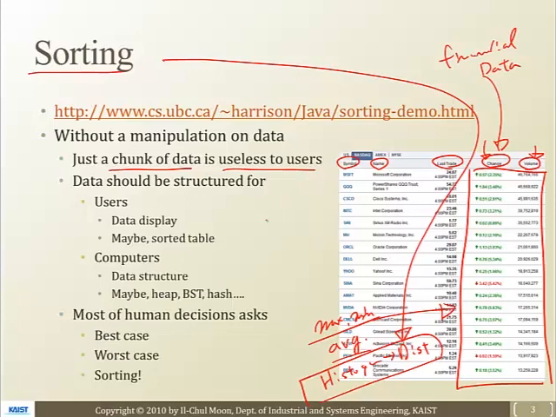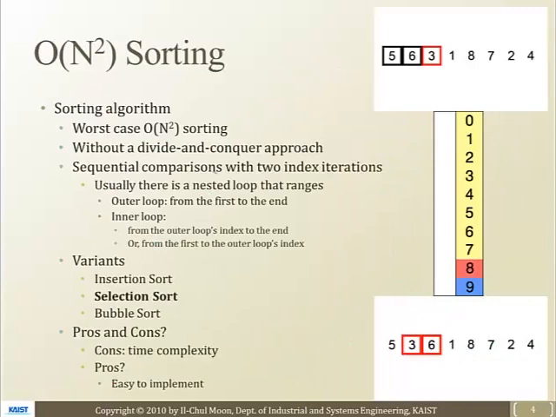Without manipulation, the data is just a useless chunk to users and analysts. Data should be structured for the users. For data display, this can be sorted, as in a sortable table. Computers use data structures like the binary search tree, heap, or hash, and so forth. Most human decision making asks for maximum, minimum, or average cases, and these all require some type of sorting. So the most basic sorting algorithm is the O of n squared sorting.